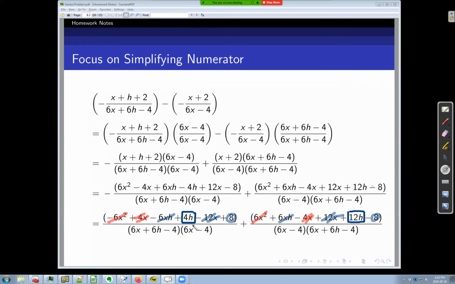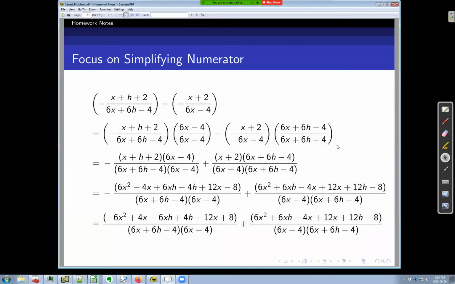So, okay, when you add these fractions, the only thing left in the numerator is going to be a 4h plus a 12h. And so that's going to be 16h, right? When you add 4h and 12h, you get 16h. So our numerator is just going to be 16h. And the denominator just stays the way it is, because when you add fractions, the common denominator stays the same.